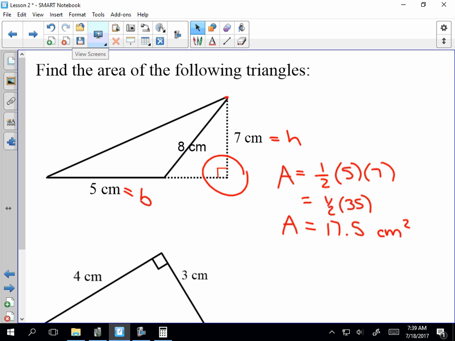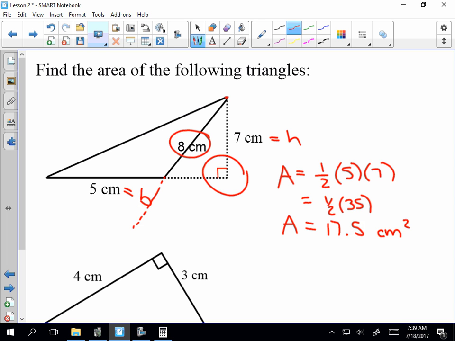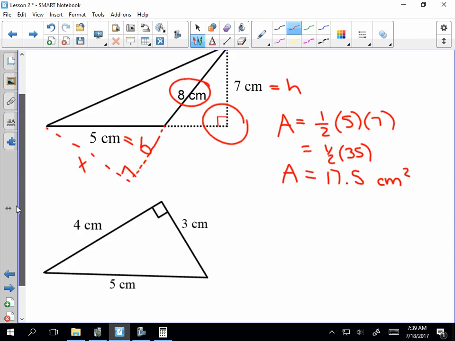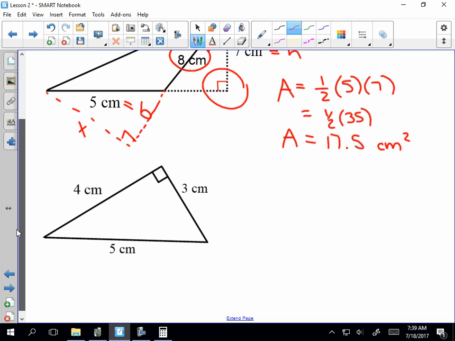Now, in certain situations, we could use the 8 as the base, but once again, we would need the perpendicular height to the opposite vertex. Since we don't know this measurement, we could find it. We could use our area formula, plug in what we know to find that x value, but since we're not given that height, we wouldn't want to use that.